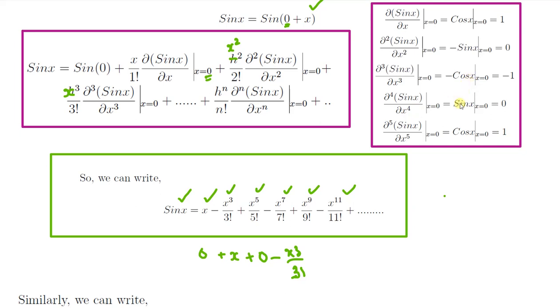The derivative of cos x is sin x, and sin x at x equal to 0 is 0. So at x is equal to 0, this term will be 0. The x raised to 4 by 4 factorial term will not come in this series. Next, we take the fifth derivative of sin x at x is equal to 0. Cos x will come, it will be plus 1. So the fifth term will be positive.